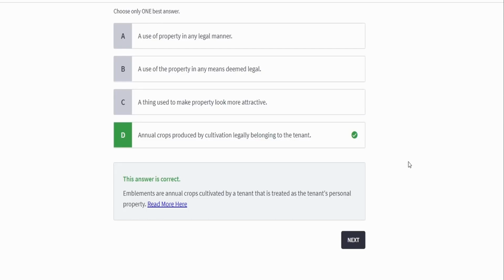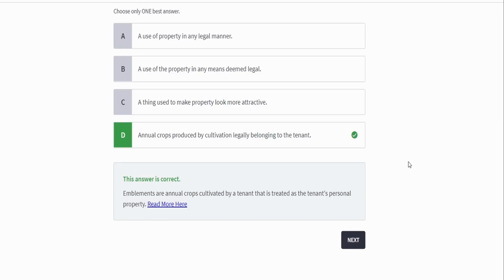So emblements are annual crops cultivated by a tenant that are treated as the tenant's personal property. So that's that last part that I couldn't figure out. It is the tenant's personal property. When you think of personal property, we'll probably discuss this later on, remember it's those physical things that you could pick up and grab and take with you. It's not real property. It's not things like the house itself. It's personal property, maybe the couch and things like that.